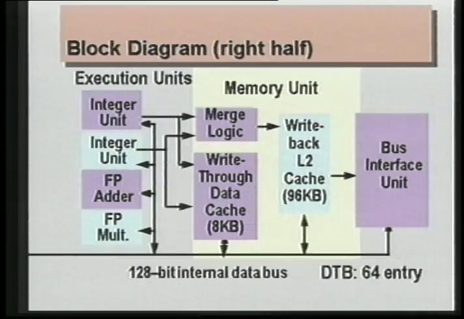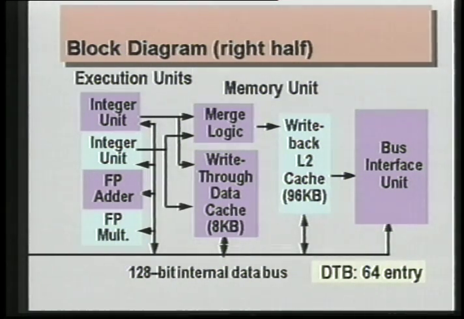The memory unit contains the first-level data cache, which is dual-ported, load and store merge logic, which I'll discuss later, a 64-entry DTB. Again, each entry in the DTB can map pages ranging from 8K bytes in size to 4 megabytes. The memory unit handles access ordering as required by the architecture and read-write conflicts as they arise.